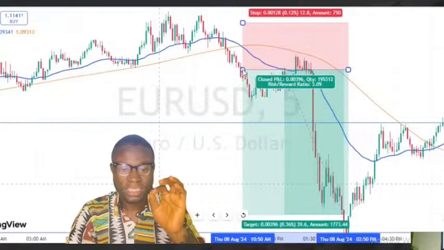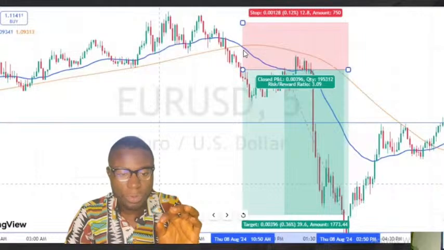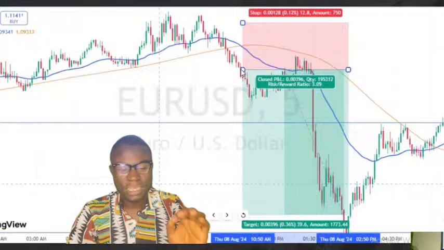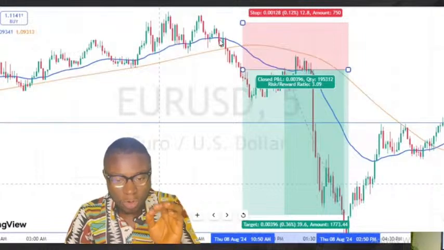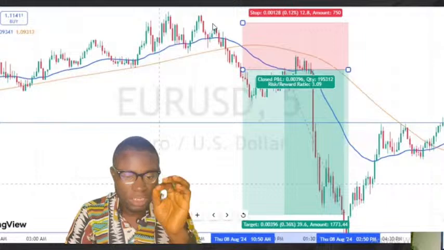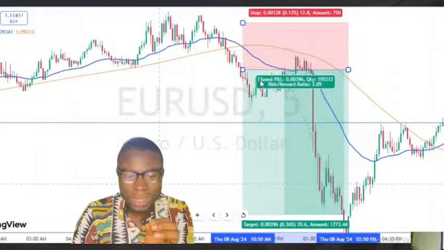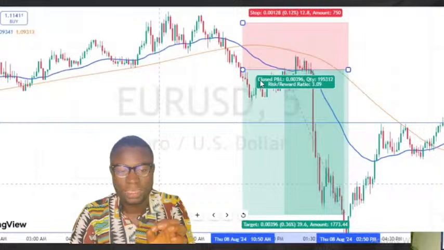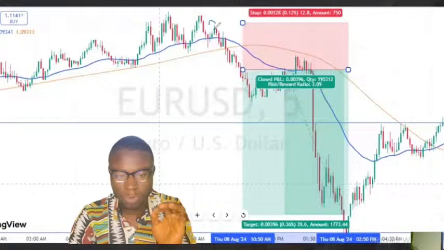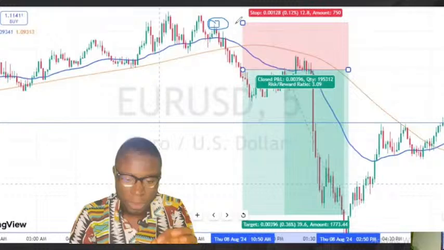Now when you take your trade at the cross below, this is for a sell position. When you take your trade at the cross below, your stop loss should come above the most recent high. That is if you are selling. Okay, this is the sell scenario. So your stop loss should come above this most recent high. This is the most recent high here, so your stop loss should come above it, right? Just as we have here.